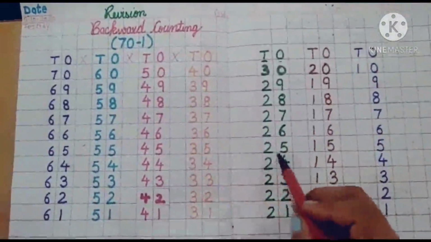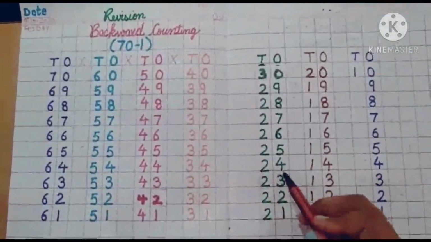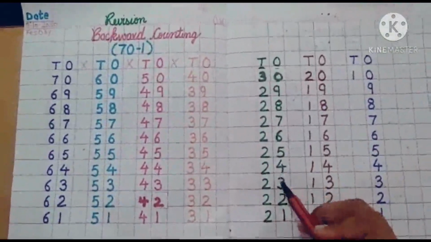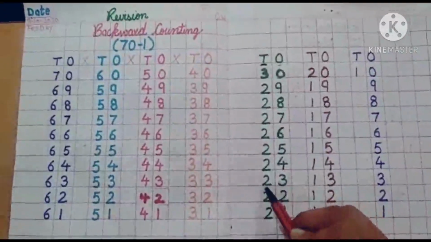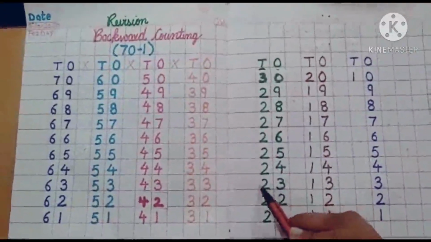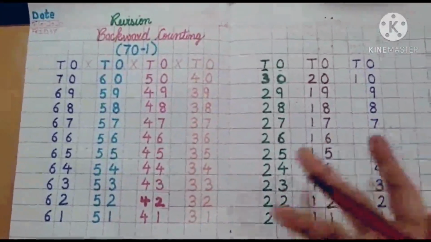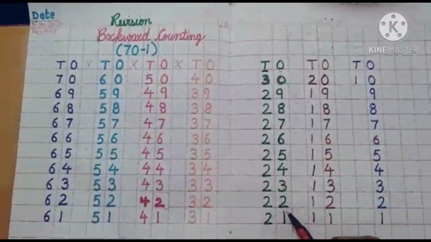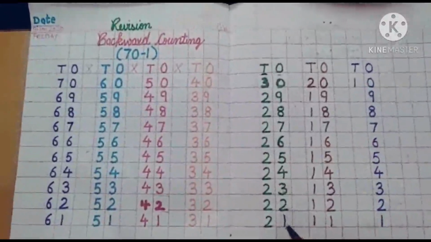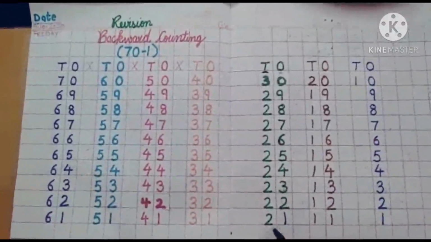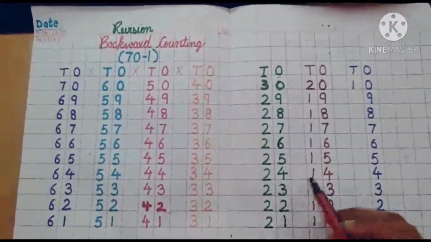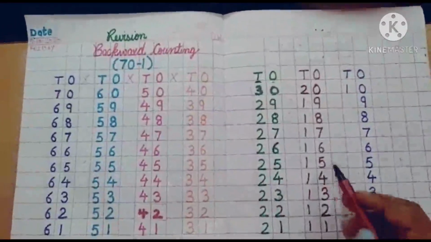29, before what will you write? 24. 24, before what will you write? 23. 23, before what will you write? 22. 22, before what will you write? 21. Now come to the sixth line.